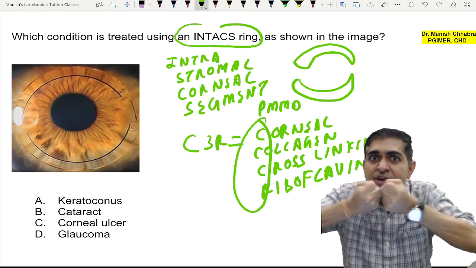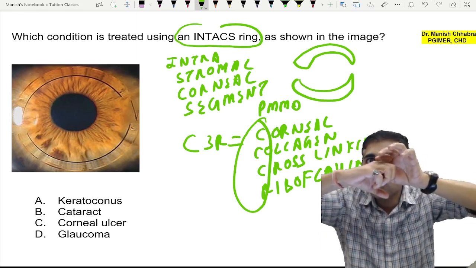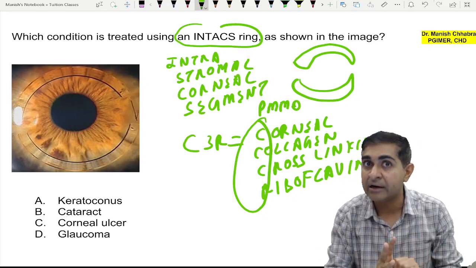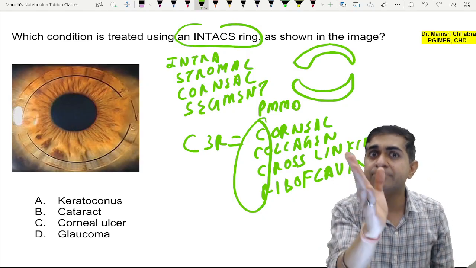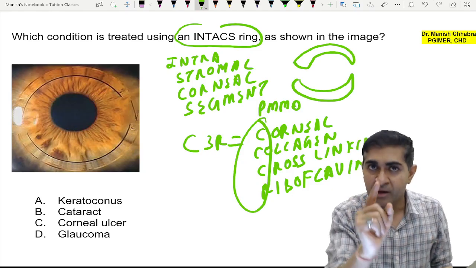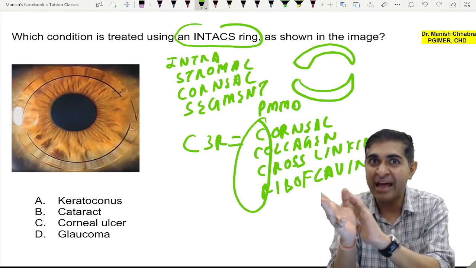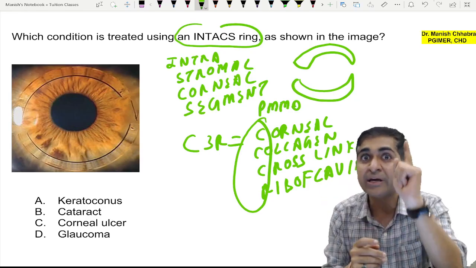When there is stretching of the cornea, the cone of keratoconus will go down. So that is your C3R. This is the treatment of choice, but you can always go for plan B, plan C, if plan A is not available. That is your intacts.